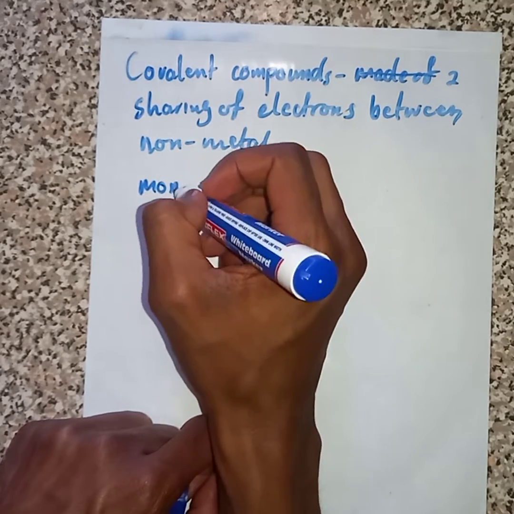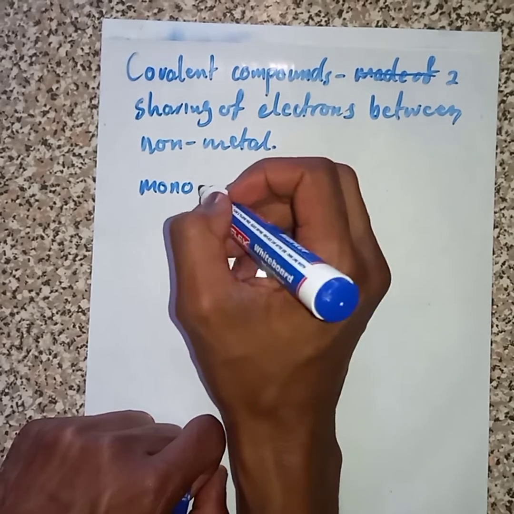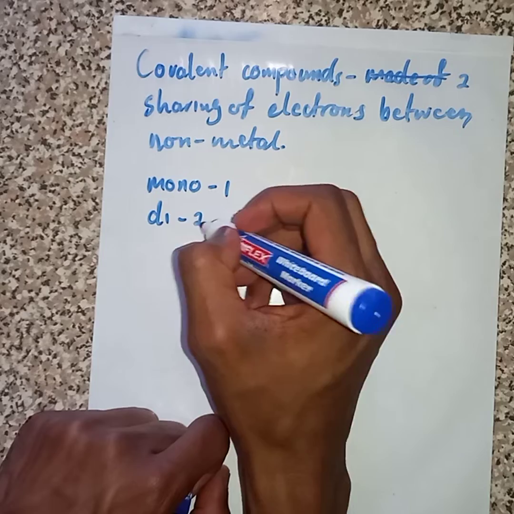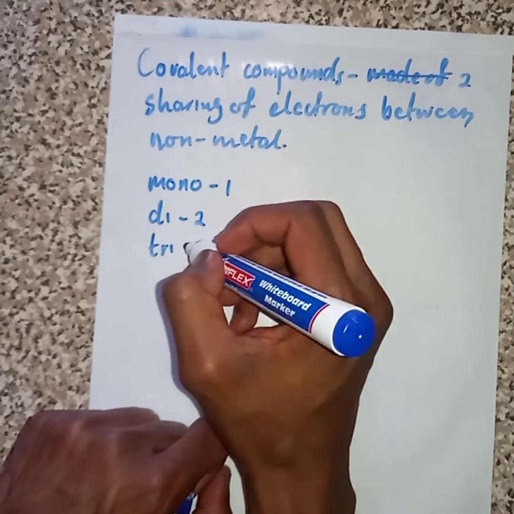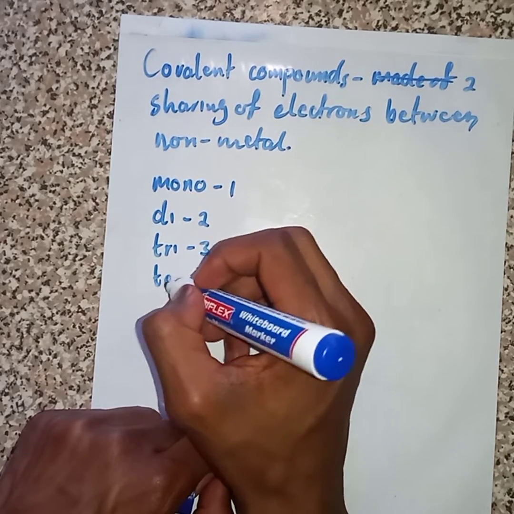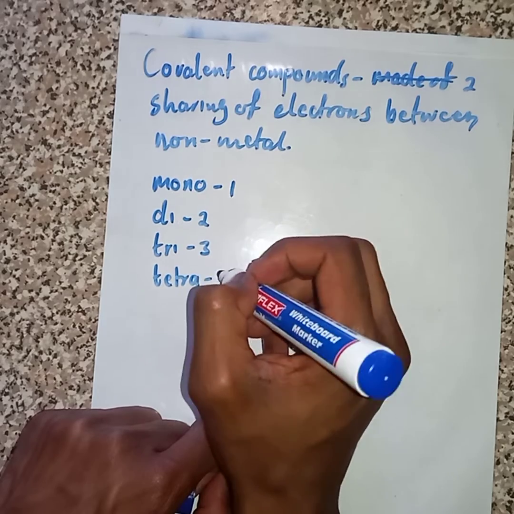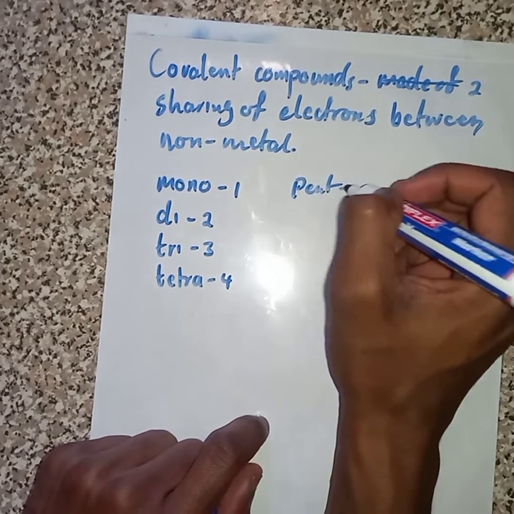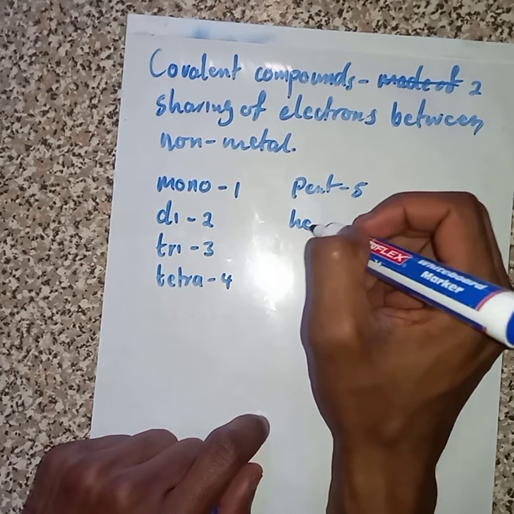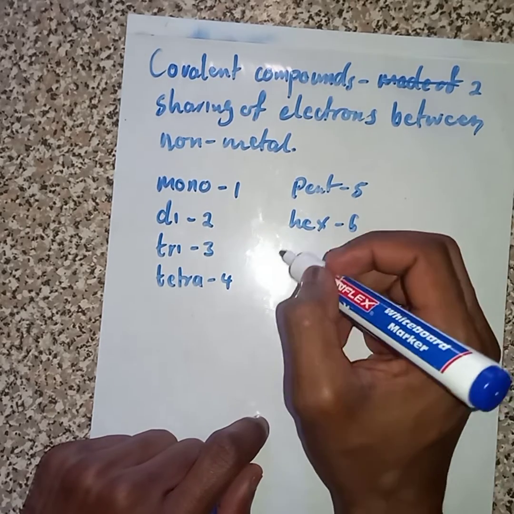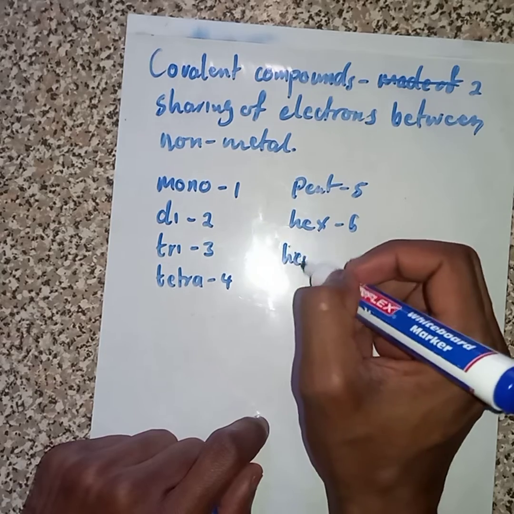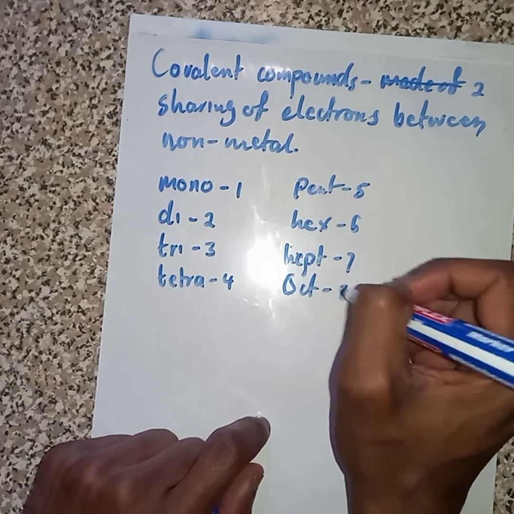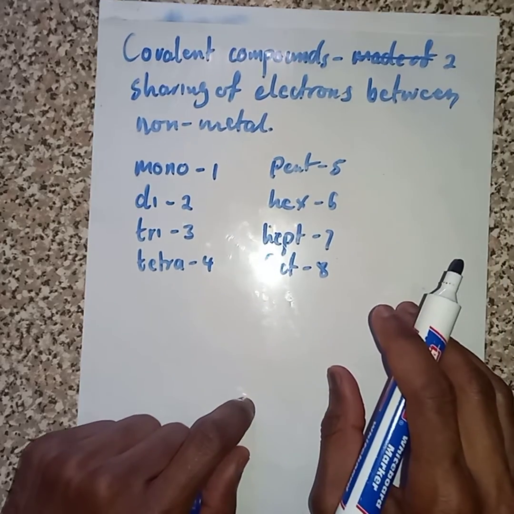Mono. Let us start with mono. Mono means how much? Clearly one. Di means how much? Two. Tri means how much? Three. Tetra, four. Then penta, five. Hexa, six. Then hepta means seven. Octa means eight. You see now.